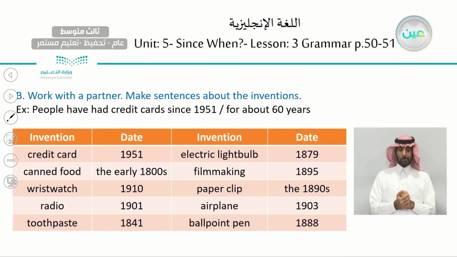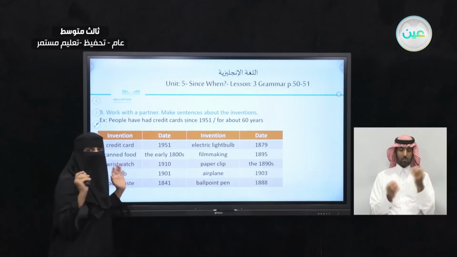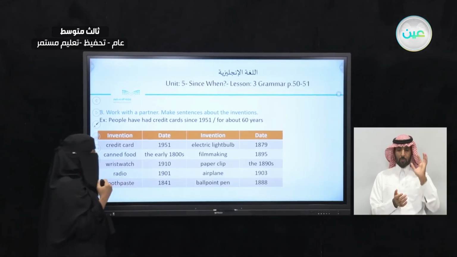For exercise B, work with your partner, okay? Make sentences about the invention. So you have to use this table to write sentences, write statements. For example, here they have the table. We have the invention and we have the date. Credit cards, they were invented in 1951. And also here we have other inventions and other dates. So you have a choice to write many questions, many statements, okay?